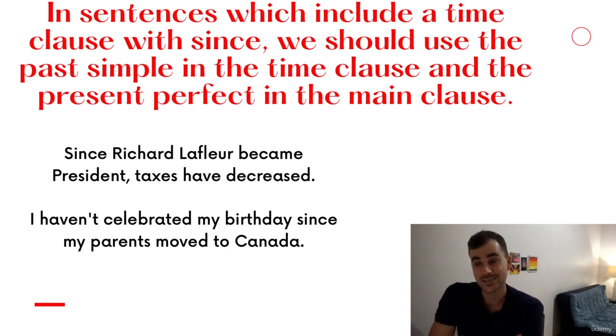We use the past simple in the time clause with since, and we use the present perfect in the main clause. Taxes have decreased. I haven't celebrated my birthday since my parents moved to Canada. I haven't celebrated my birthday. That's the main part of the sentence or the main clause. Since my parents moved to Canada. That's the time clause. In the time clause, which includes since, we use the past simple. In the main clause, we use the present perfect.